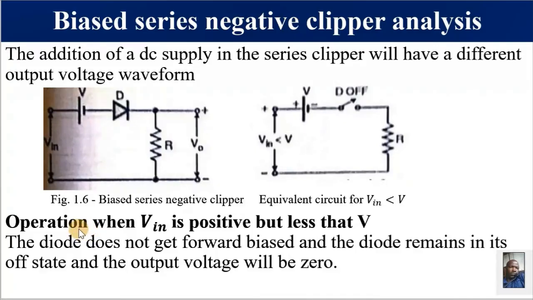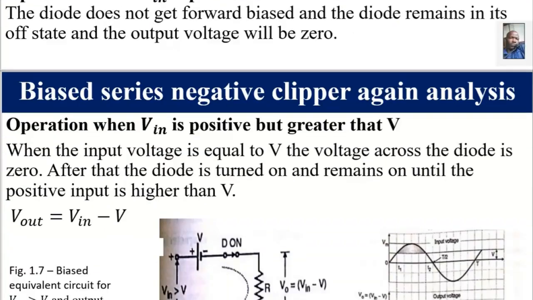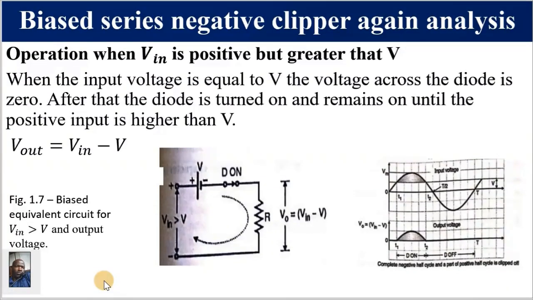The first condition is when the input voltage is positive but less than V. When the input voltage is less than V, this reference voltage will reverse bias this diode. So as long as the input voltage is positive but less than V, this diode will remain reverse biased, hence it will not conduct. So the voltage drop across R will be 0, hence the output voltage will also be 0. This is the equivalent circuit of this diagram, and it shows that when Vin is less than the reference voltage V, your diode will be off, hence there will be 0 voltage across R. Guys, these things are very interesting.